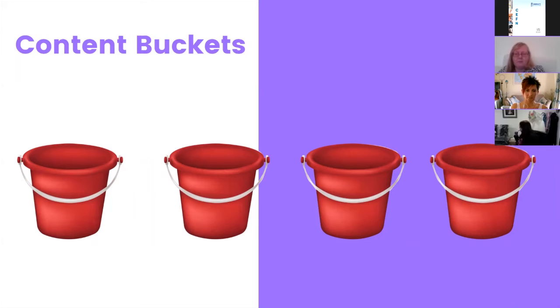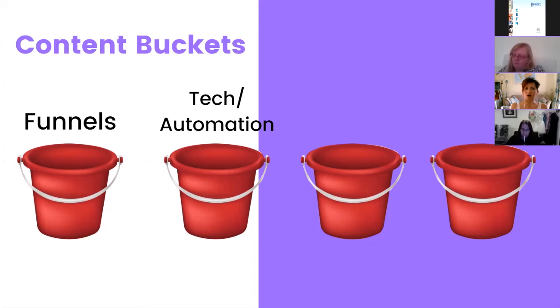So for my example, for my business, not Kevin, but my business is all about digital marketing. It's all about funnels. So content bucket number 1 for me would be funnels. Then content bucket number 2 would be all the different tech and automation which goes with funnels. Then content bucket number 3 would be all about the chatbots because I just love chatbots. So number 3 would be chatbots.